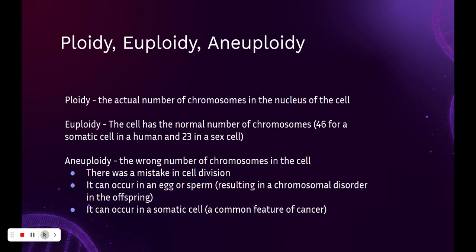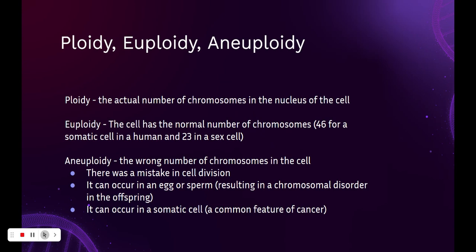So ploidy is just the actual number of chromosomes in the nucleus of the cell. You can be euploid, the prefix eu meaning good. You have the good number. In a human, not to beat a dead horse, it's 46 in a somatic cell, 23 in a sex cell. Or you can be aneuploid, and that prefix an means not. So not the good number.